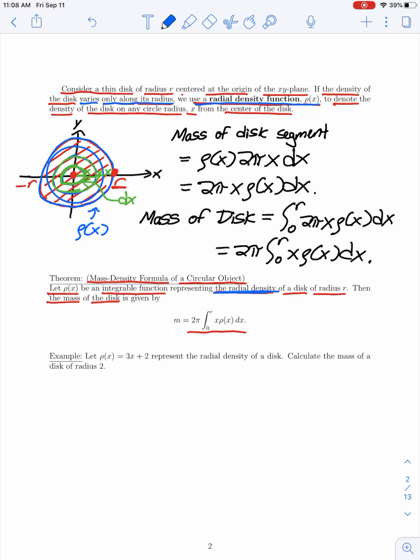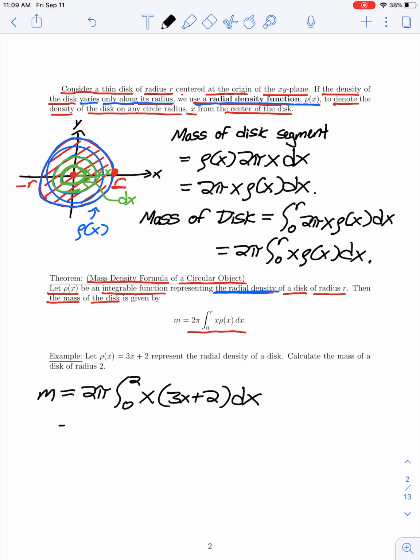So let's look at an example of this. Here we're told to let rho of x equal 3x plus 2 represent the radial density of a disk, and we want to calculate the mass of a disk of radius 2. So using our new theorem, the mass of such a disk is given by 2 pi times the integral from 0 up to the radius of our disk, which we were told is 2, of x times our radial density function, 3x plus 2 dx.